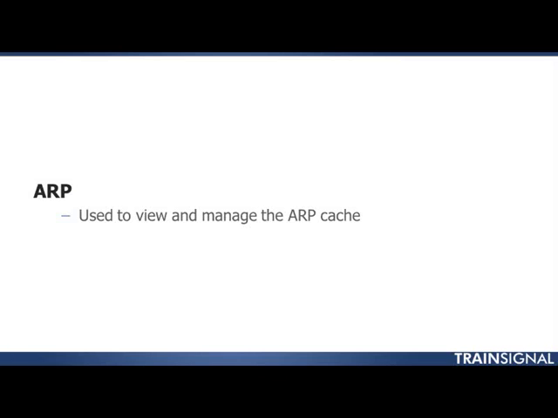Now the next command is the ARP command. And you may recall from another lesson where we talked about ARP being a protocol. It's the Address Resolution Protocol, and that protocol has to do with the resolution between IP addresses and MAC addresses. Well, I mentioned that ARP was not only a protocol, but it's also a utility. And the ARP utility is something that is used to view and manage something called the ARP cache. And this is a memory location where we have recently resolved IP and MAC addresses.